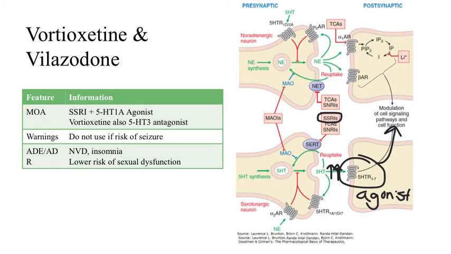These agents can increase the risk of seizure and should be avoided if someone has a seizure history or an increased risk of seizure. The primary adverse effects of these agents are very similar and include nausea, vomiting, and diarrhea, or GI side effects, insomnia, as they are somewhat stimulating, and these agents do have fewer sexual side effects than the SSRIs and SNRIs.